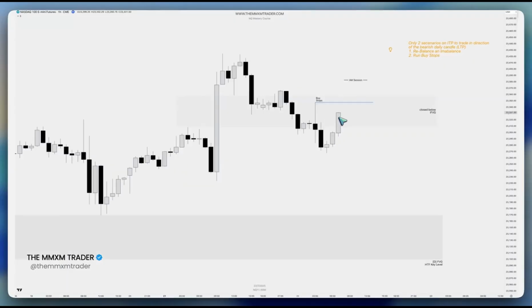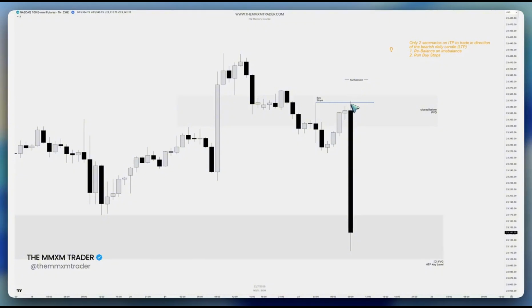Only one of two things will happen on these time frames. We look at the buy stops. We want to focus on the equity open, and that's what happens at 9:30. We run out the buy stops and trade back down into the daily fair value gap.